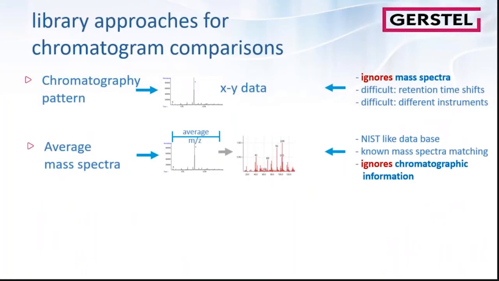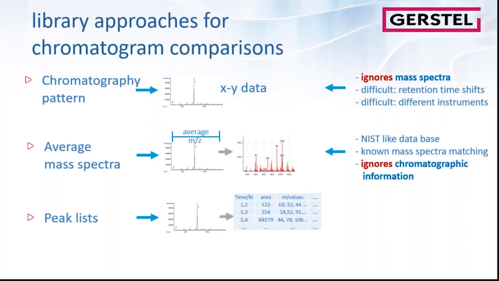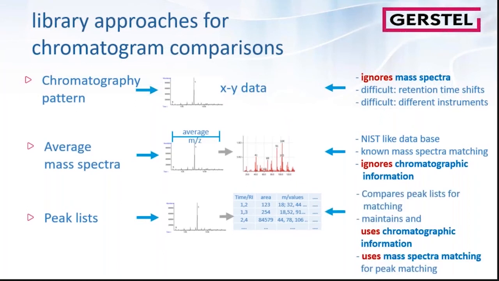And then, yeah, I want to show you the peak-based approach. This is what we want to introduce here. This wants to overcome these problems. We also start again here with a chromatogram, but we transfer this chromatogram into a peak list, and the peak list has several descriptors: the retention time, the area, and the mass-to-charge values. And yeah, what's the point here? We compare then for matching these peak lists, and we maintain and use the chromatographic information because we maintain the peaks.